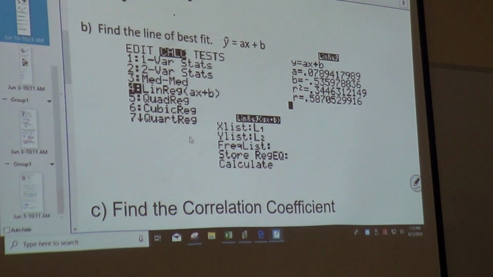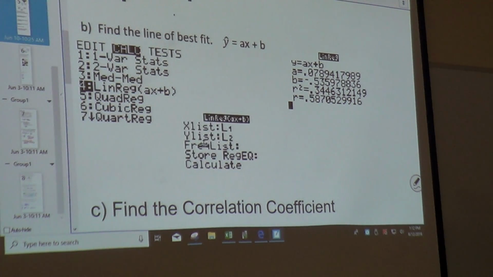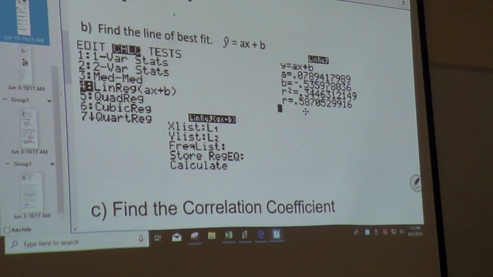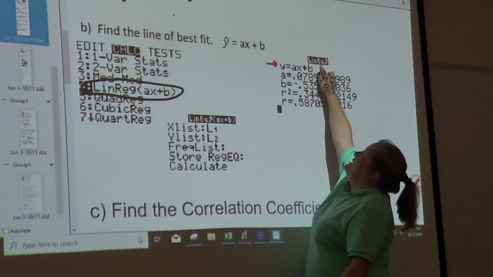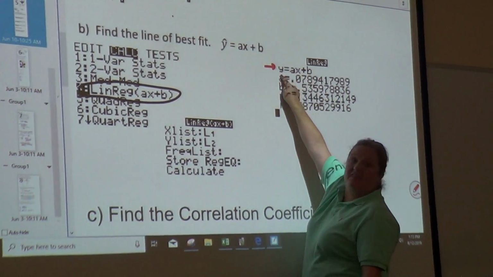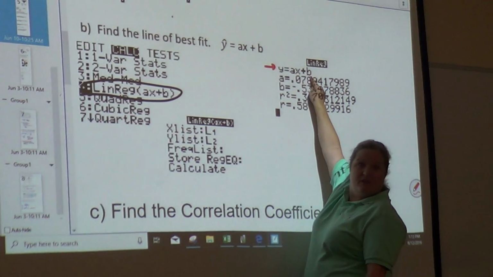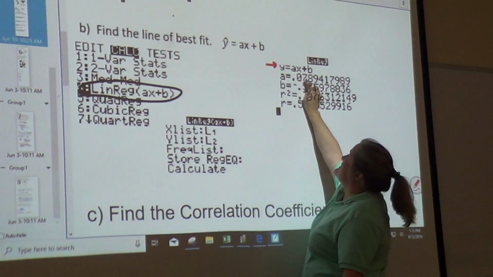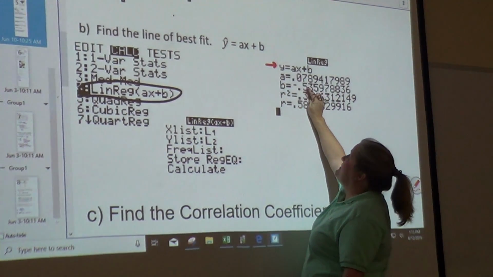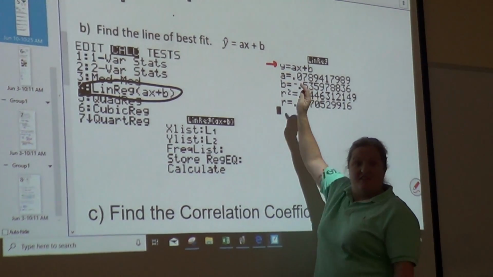Will you have that on our formula sheet? Yeah, and I'm going to show you where it is. Okay. So when I do linear regression, it comes up and says, hey, linear regression is going to help you find this, y equals ax plus b. And this is what you're going to use for A, and this is what you're going to use for B.